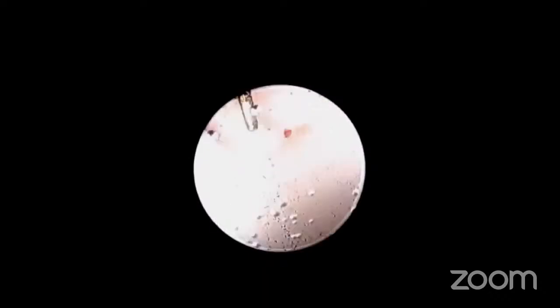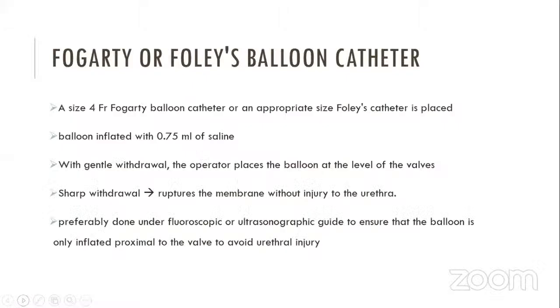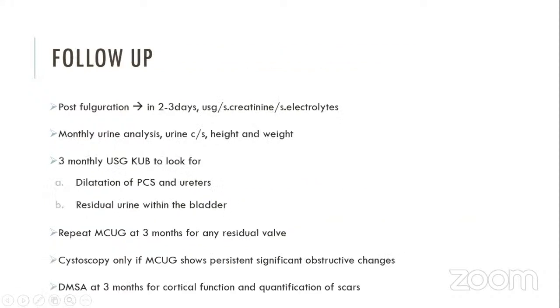So how do we follow up? Post-fulguration, in 2 to 3 days, we do a sonography, serum creatinine and electrolytes, and monthly urine analysis, urine culture, patient height and weight, and 3-monthly sonography to look for dilatation of the PCS system and ureter and post-void residual volume. We repeat the micturating cystourethrogram at 3 months post-fulguration for any residual valve. Cystoscopy if there are significant obstructive changes in the micturating cystourethrogram, and DMSA at 3 months for cortical function.